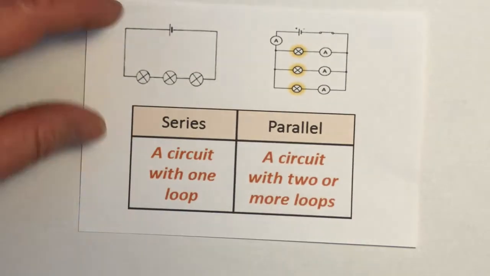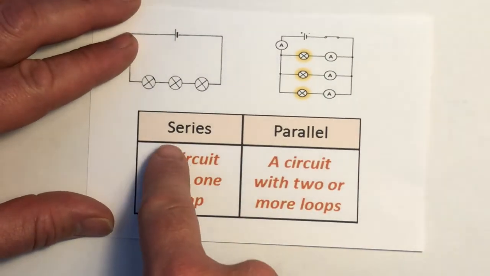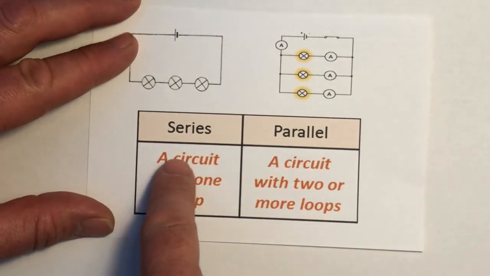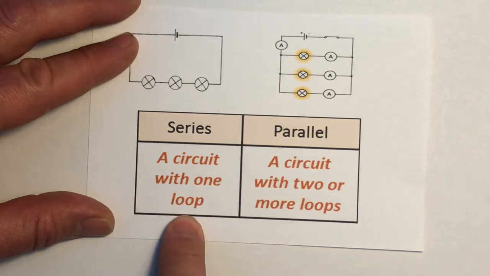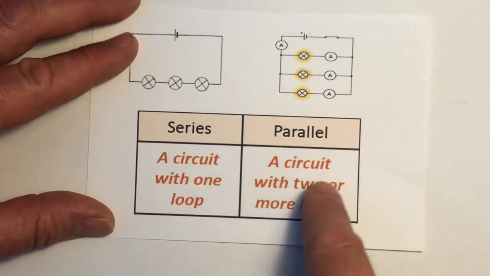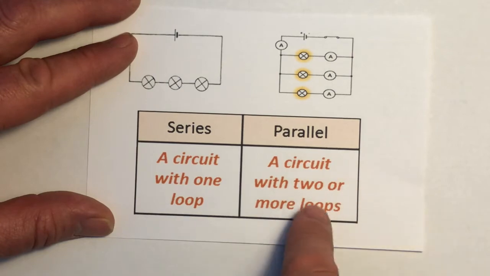And what is the main difference between the 2 circuits? The main difference between the 2 circuits is a series circuit is a circuit with one loop. A parallel circuit is a circuit with two or more loops.